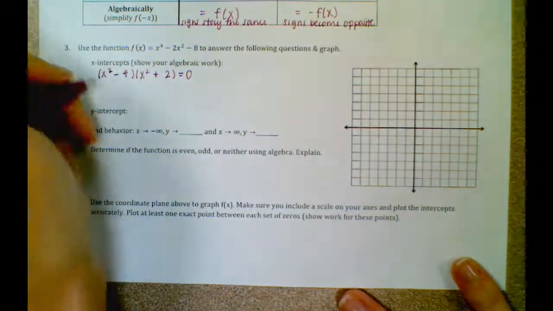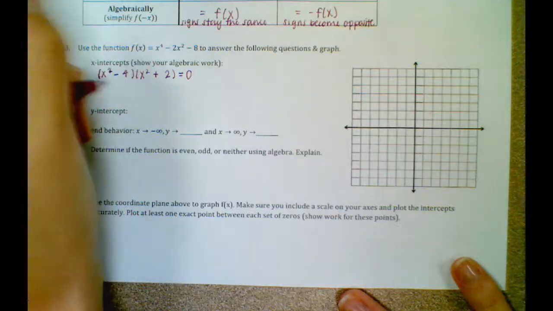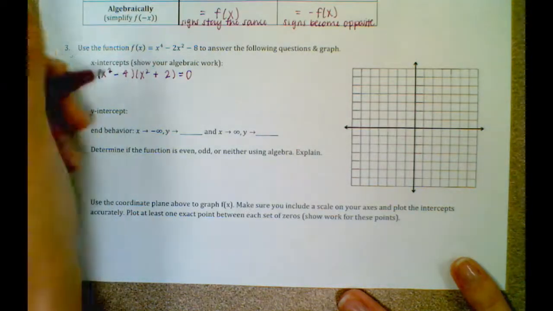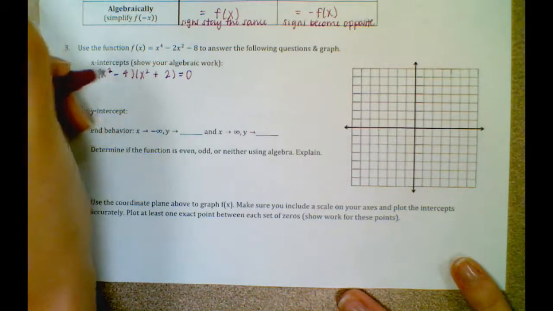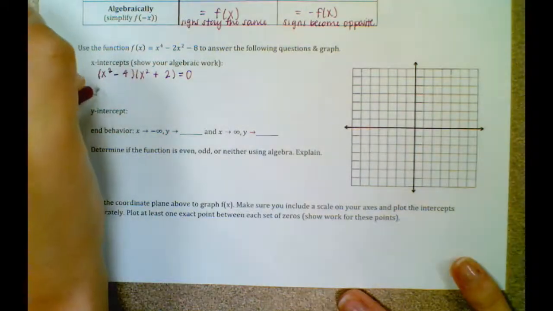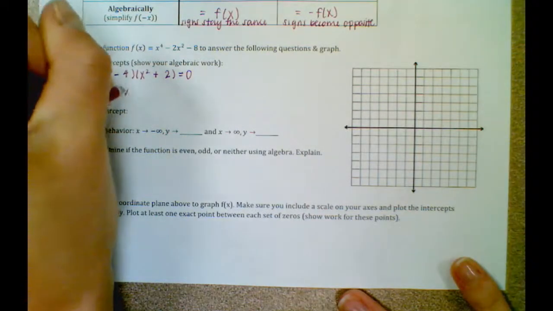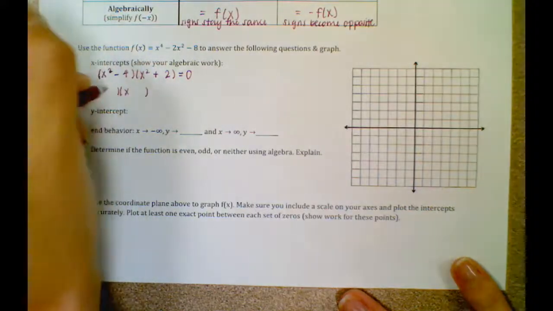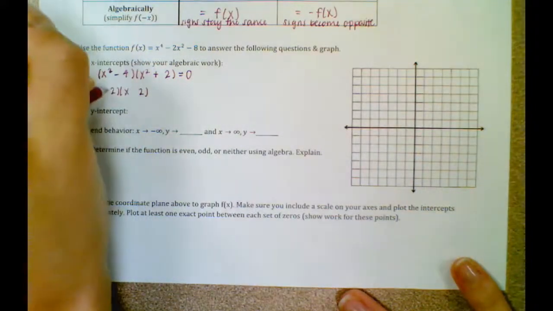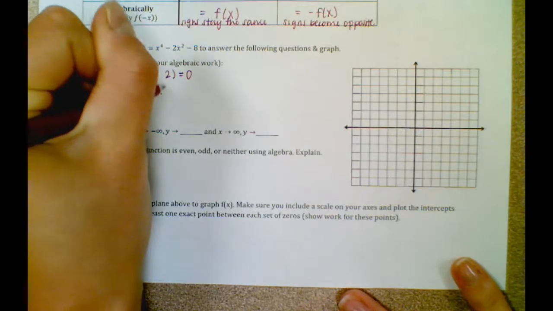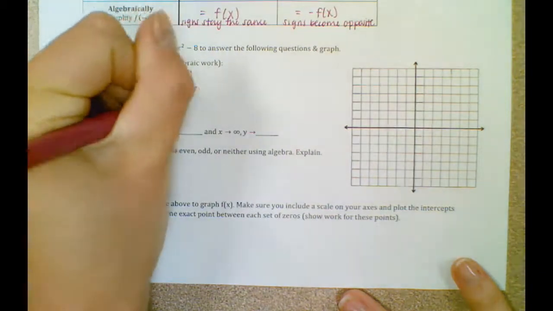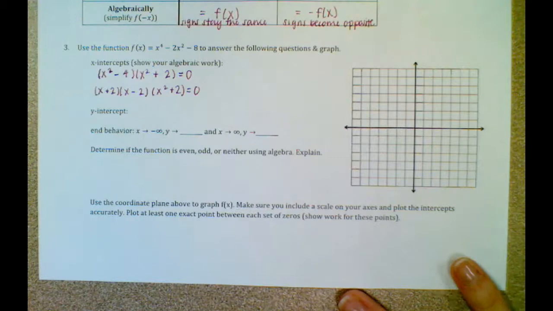Now I'm going to see if I can factor any of this further, right? This is a difference of two squares. I have the minus sign, and I can take the square root. So the square root of x squared is x, and the square root of 4 is 2. And then I have x squared plus 2 equals 0. All right, and now I'm just going to set each of those factors equal to 0 to solve for x.